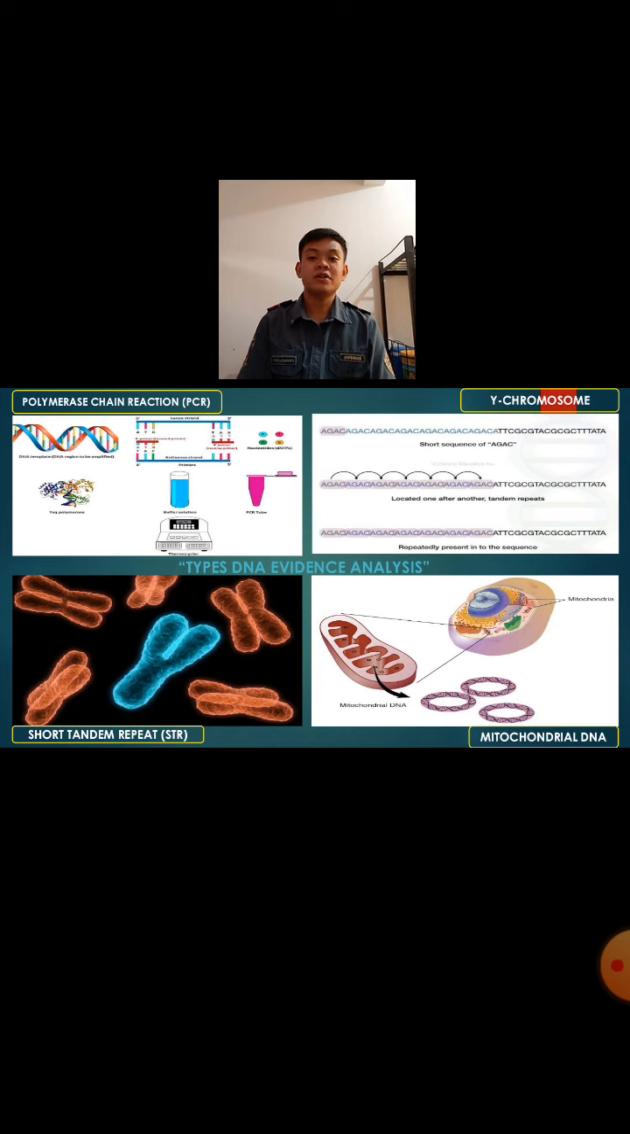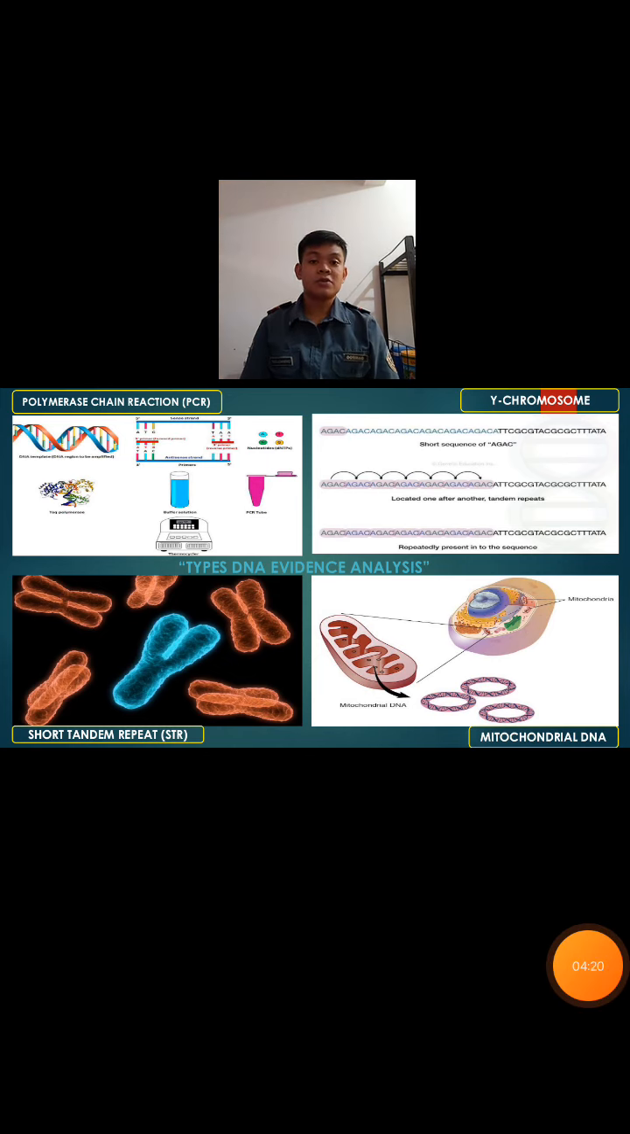Number 2, short tandem repeat is a forensic analysis that evaluates specific regions, loci, that are found on nuclear DNA. The variable, polymorphic nature of the STR regions is what is analyzed for forensic testing.